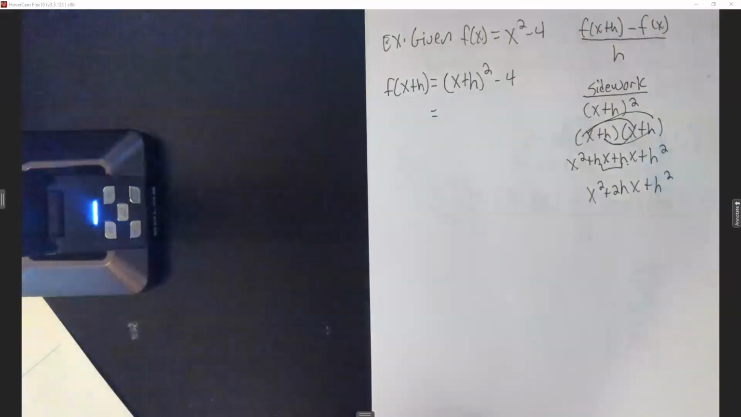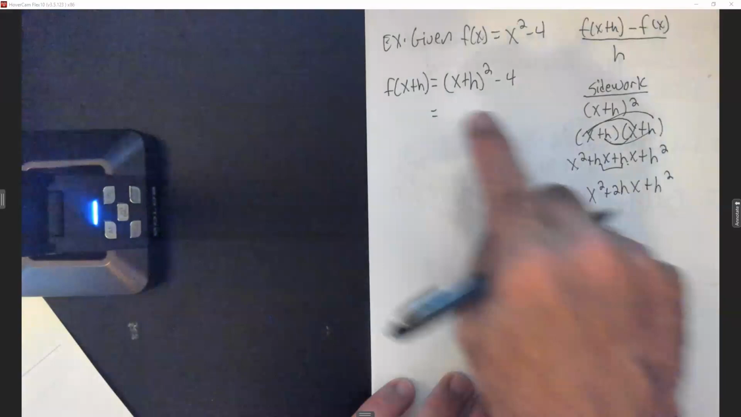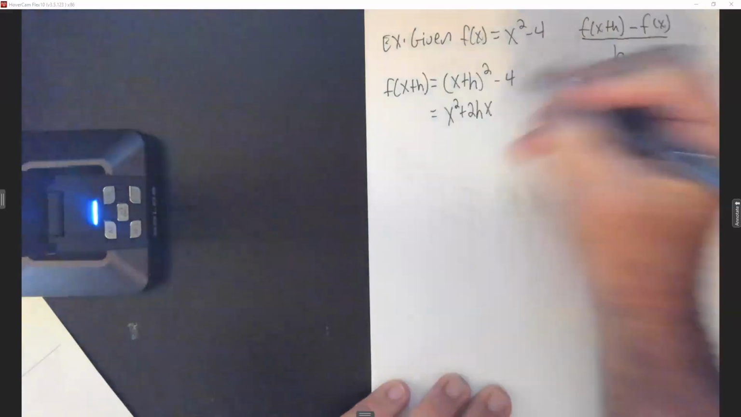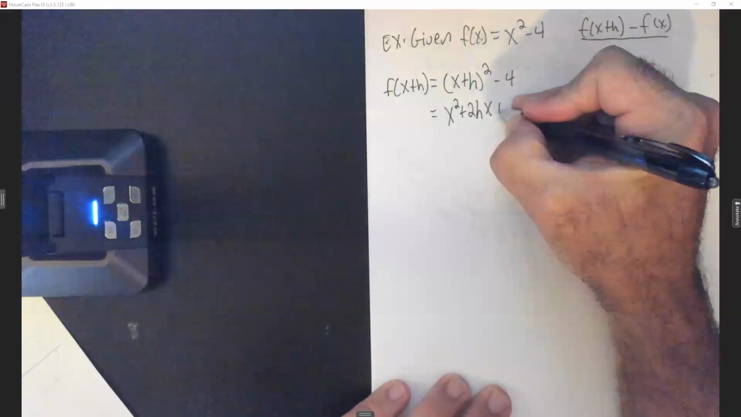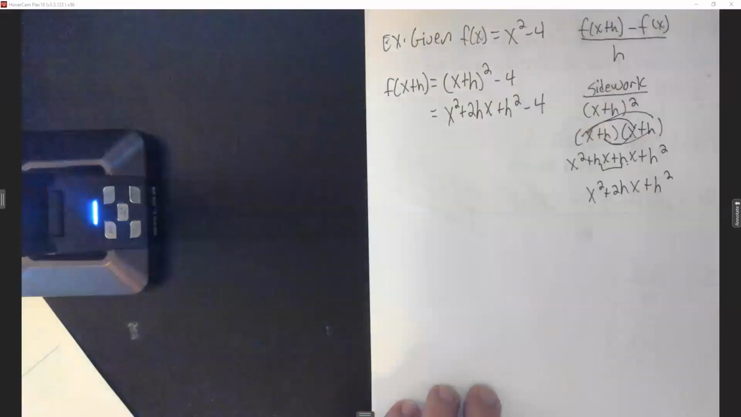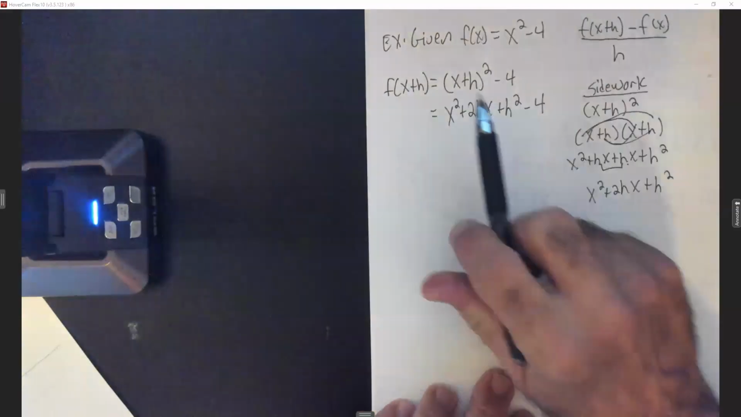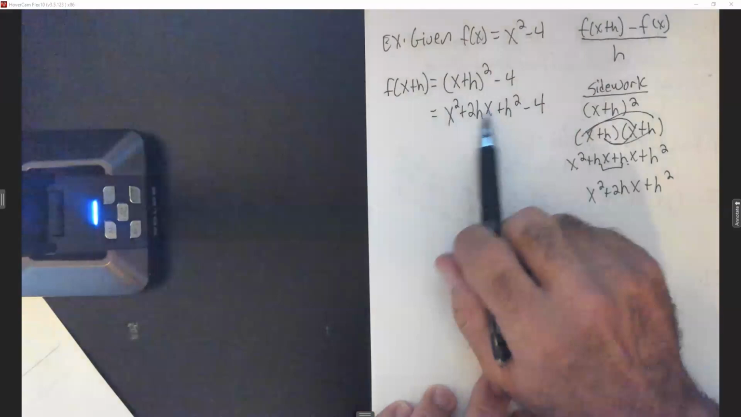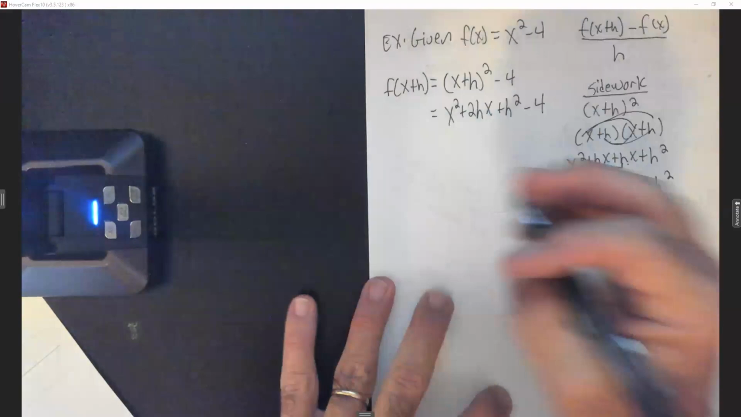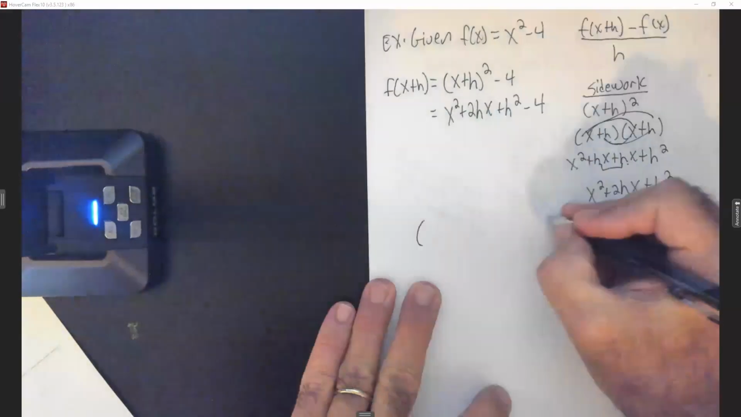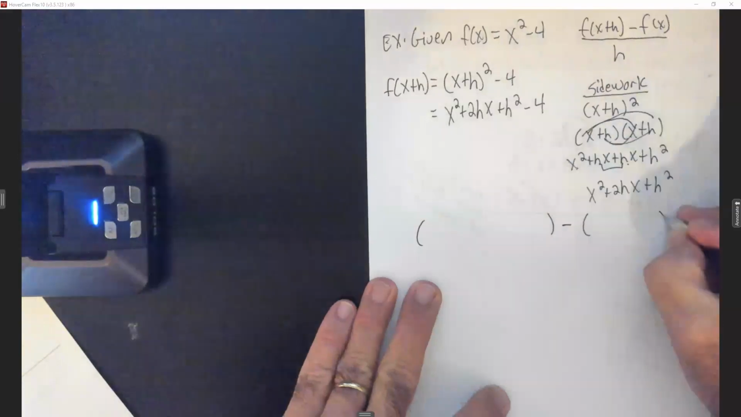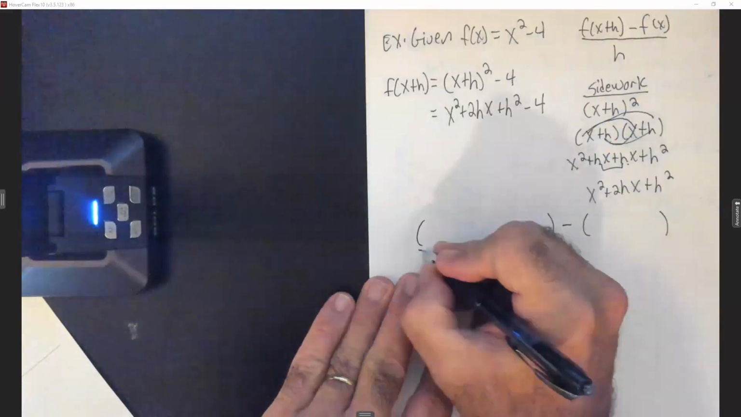I can now put that in for this part. X squared plus 2hx plus h squared. And at the end, I got a -4. So y'all, let's look at this. Nothing is like terms. So I cannot make that any shorter. So now I'm going to plug it in. My f of x plus h minus my f of x will all be over h.